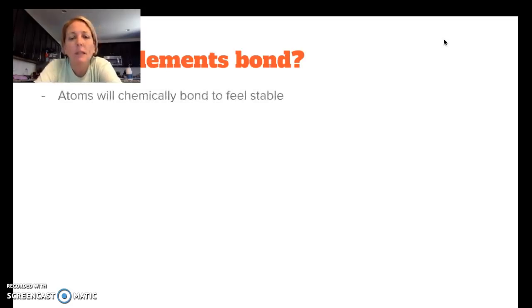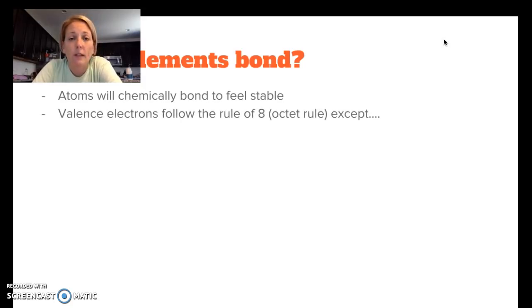Okay, atoms need to feel stable. In order to do that, they have to bond with other elements in order to make that stability happen. Okay, and we're talking about valence electrons. And valence electrons, all elements on the periodic table follow the rule of 8, which is known as the octet rule, which we've talked about, except 4 elements.